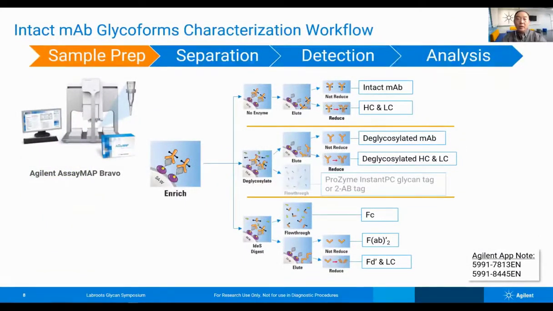Now let's talk about the intact antibody glycoform characterization workflow. How you prepare an intact protein has a lot of impact on the information you get. Sample preparation plays a key role in the final accuracy and sensitivity when analyzing protein. More importantly, the intact protein can be prepared in a variety of ways to get access to different information about the molecule. The SMAP Bravo system provides a simple user interface to perform protein purification as well as other protein manipulations.